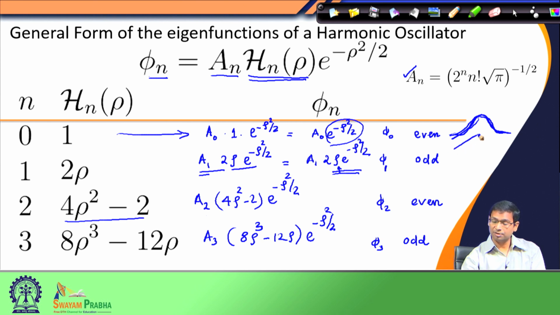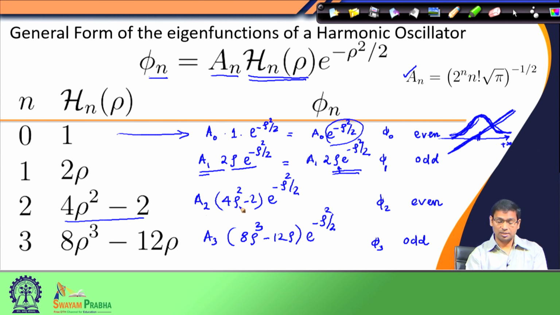So, when this is my rho axis, rho is 0, rho is plus infinity, rho is minus infinity. The e to the power minus rho square by 2 term is the Gaussian bell shape form, and rho is simply the straight line here. So, when I multiply these two functions, you would see that at rho equals 0, the wave function will become 0. Why? Because this function will develop a node, that means the wave function will vanish when rho is equal to 0.